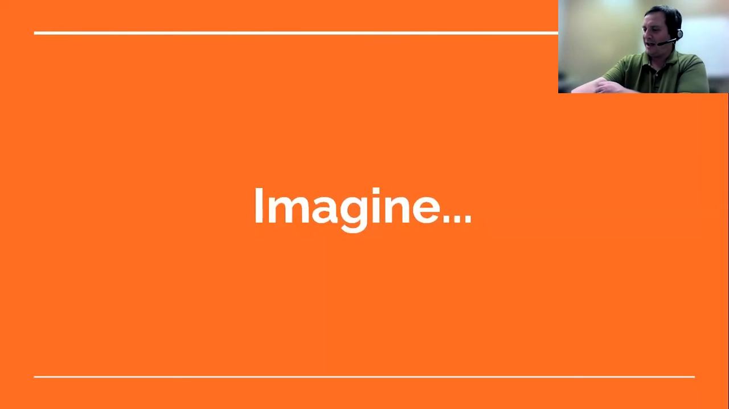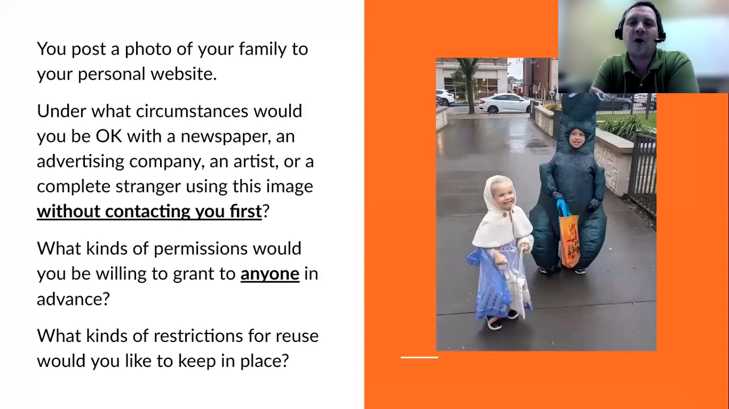I want to start off by having you imagine a scenario. Here's a photo that I took the other day with my phone of my kids out trick-or-treating in downtown Columbia. I'm going to use this as an example. Let's say you posted a photo of your family to your personal website, a social media account, a Flickr account, or some sort of online photo gallery. It is viewable and discoverable by the public. People out there in the real world, somehow, some way, might stumble across this image.